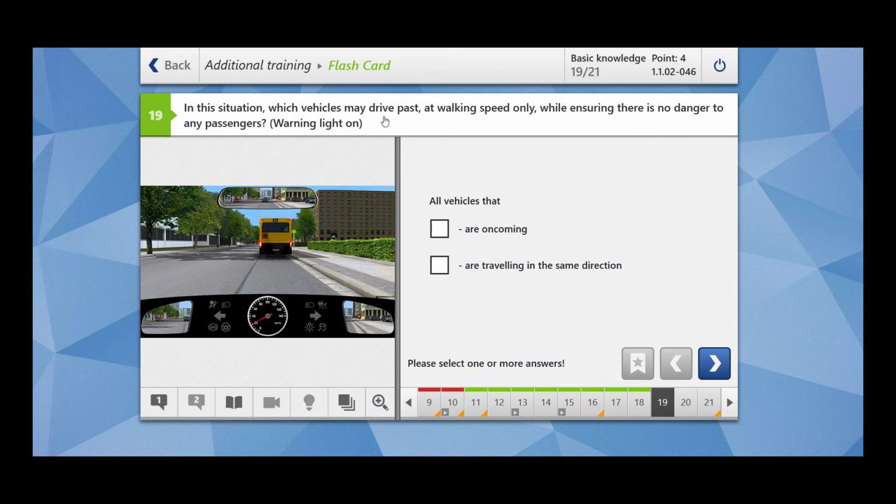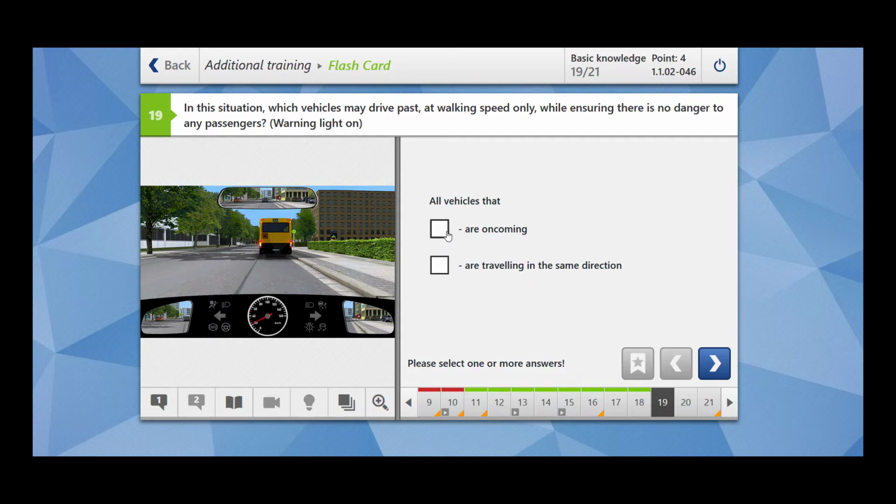In this situation, which vehicles may drive past at walking speed only while ensuring there is no danger to any passenger? Warning lights on. So if warning lights are on, who should take care of, irrespective of if you are following the bus or you are coming from the opposite direction? You have to be extra careful.